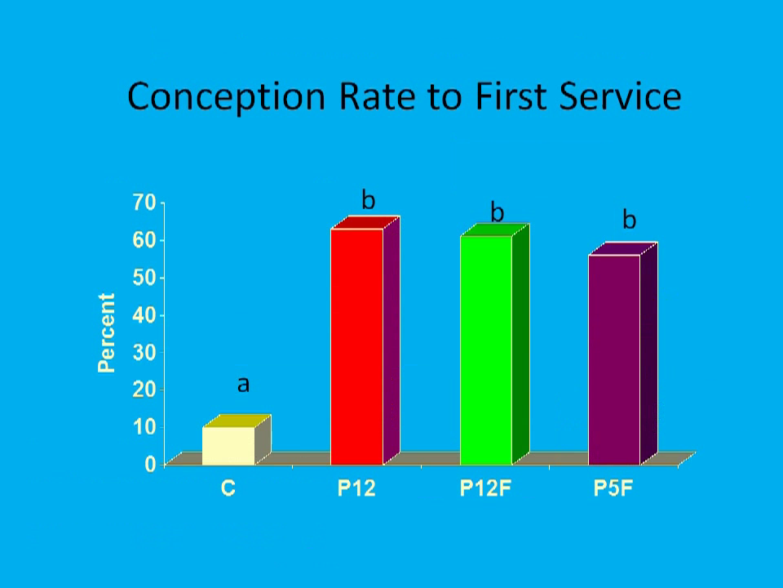So what were the results? Well, here are our conception rates as measured by the pregnancy diagnosis. Over here in the controls, we had just one ewe that was pregnant. But in the treated ewes, with the CIDRs, we've got about 65 to 70% of them pregnant from first service.